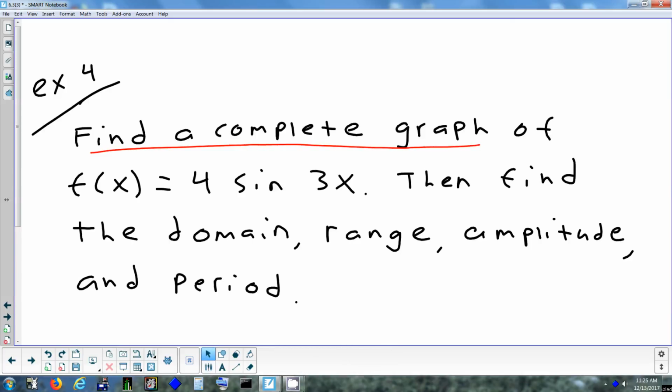I kind of did part of that with you in the last problem. I asked you what the amplitude and period were. And I did ask you what's the highest value, but I didn't ask for the lowest. Okay, so range is the highest and the lowest.